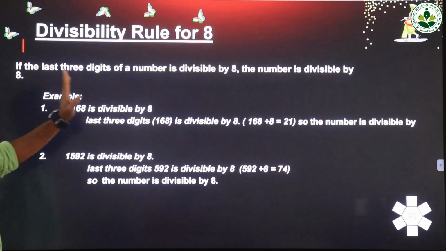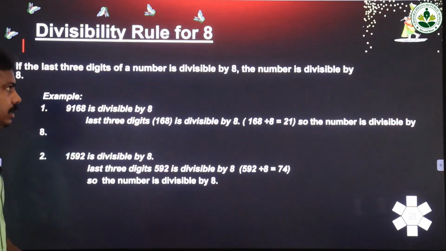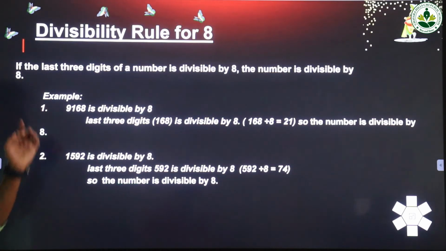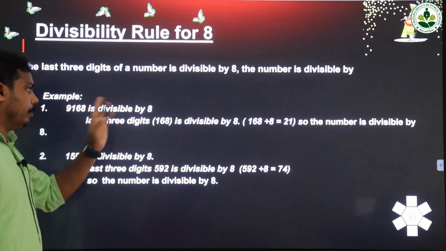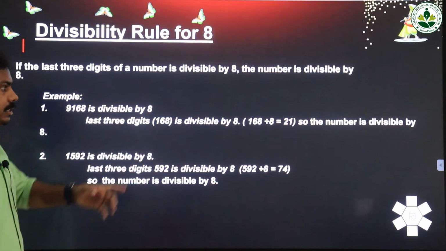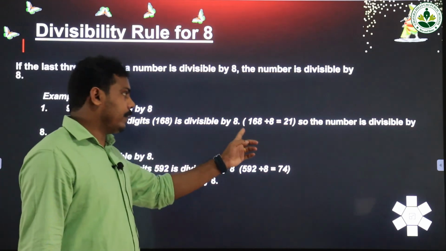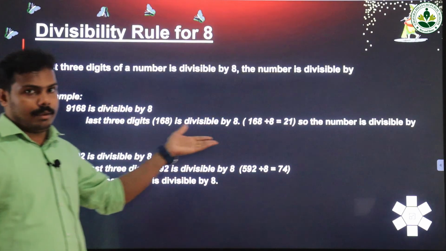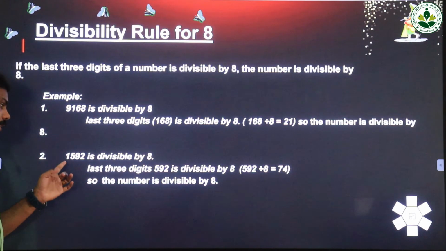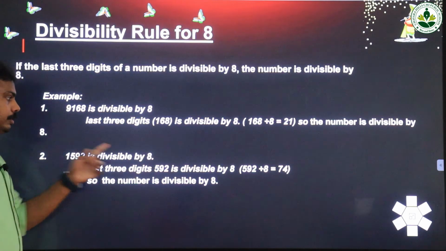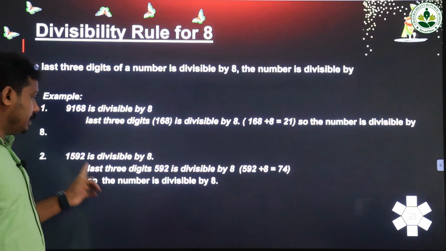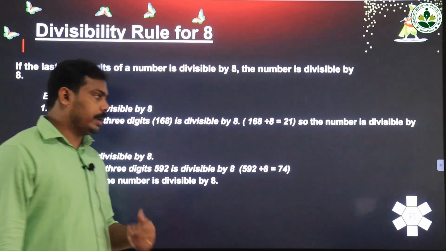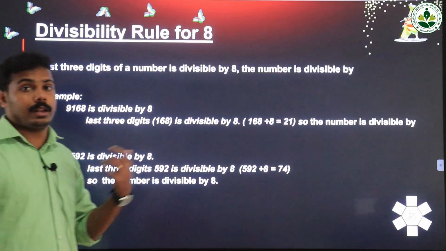The divisibility rule for 8 is, if the last 3 digits of a number are divisible by 8, then the number is divisible by 8. For example, 9168 is divisible by 8 because 168 is divisible by 8. If you divide, then we get 21 with remainder 0. So it is divisible by 8. And next one, is 1598 divisible by 8 or not? Is the last 3 digits 592 divisible by 8 or not? If we divide 592 by 8, we get 74 as the answer, and the remainder is 0.